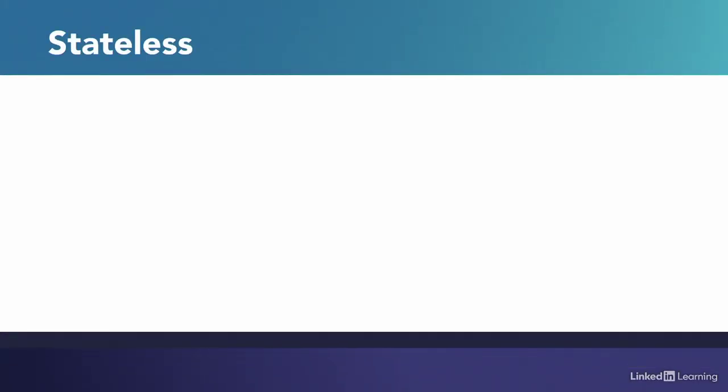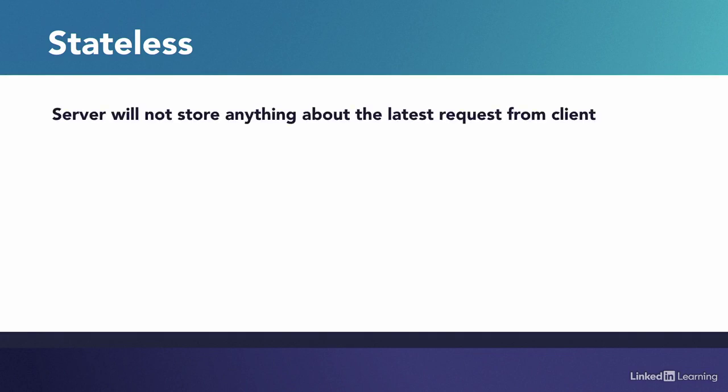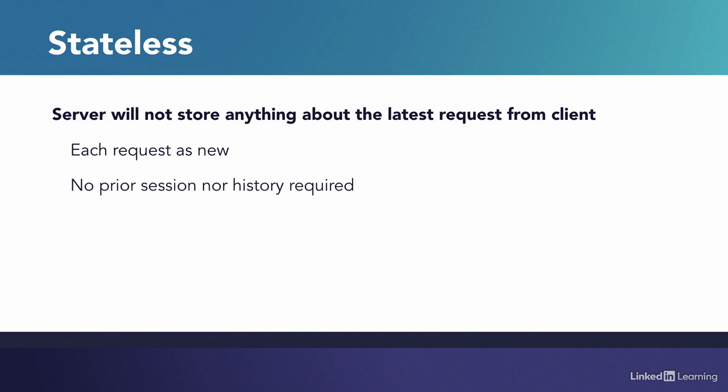Let's look at some additional API constraints. Just like UDP, the REST API should be stateless. What does that mean? It means the server will not store anything about the latest HTTP request from the client and will treat each request as new. No prior session and no prior history required. Very similar to the normal HTTP transactions that we're familiar with.